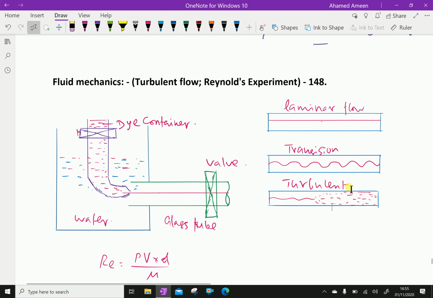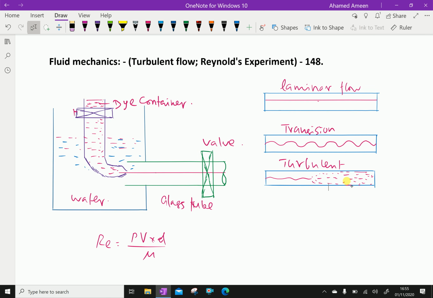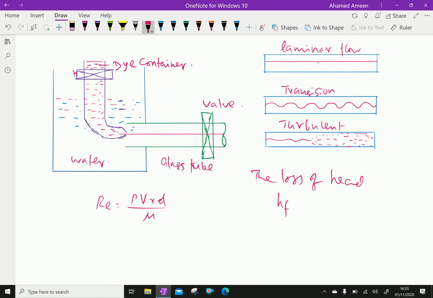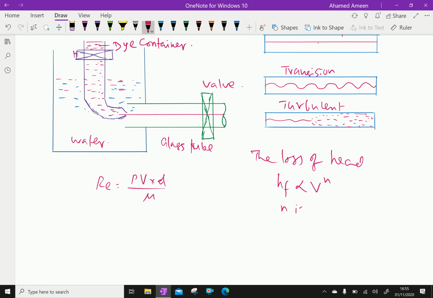Reynolds observed that the loss of head is approximately proportional to the square of the velocity. More exactly, he proposed that the loss of head hf is proportional to V to the power n, where n is from 1.75 to 2. This shows Reynolds experiment of finding turbulent flow.